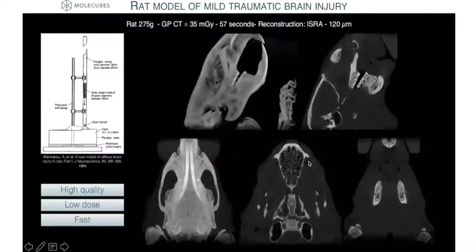Here you see some micro-CT images of the head of a rat. You very nicely see the structures here in the nose. You also see very nicely the dental structures here, and bregma and lambda on the brain. And this you can get in less than 1 minute, and with, I think, a sufficiently low dose.